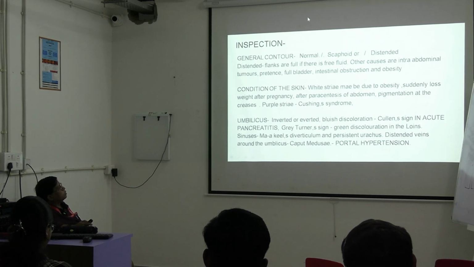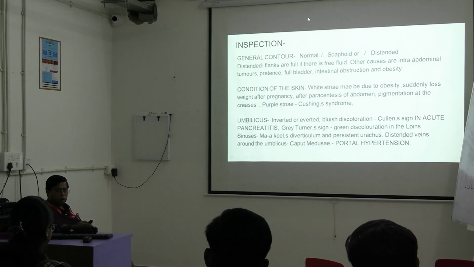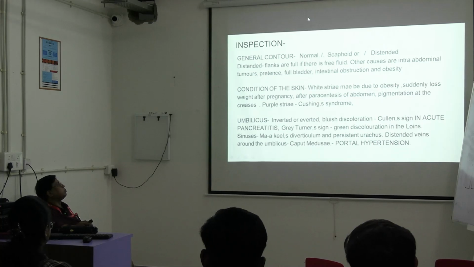Other causes are free fluid, or ascites. Free fluid in the abdomen is called ascites. So in an ascitic case, if you are told to do inspection, then the abdomen is distended, and always mention the flanks are full. Always mention this term, flanks are full. The examiner wants to listen to these terms, flanks are full.